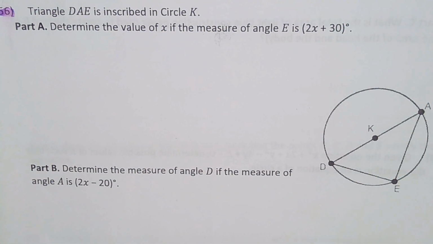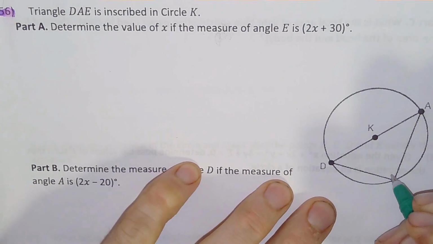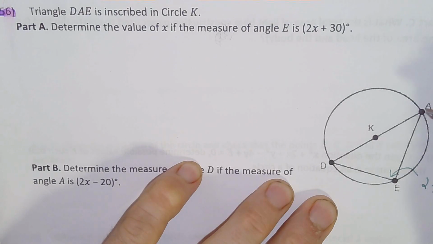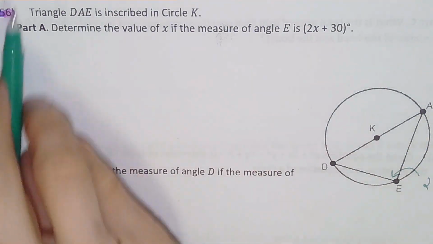Alright, so here's number 56, and some more circle angles. Determine the value of x if angle E here is 2x plus 30. Okay, well, we know that.